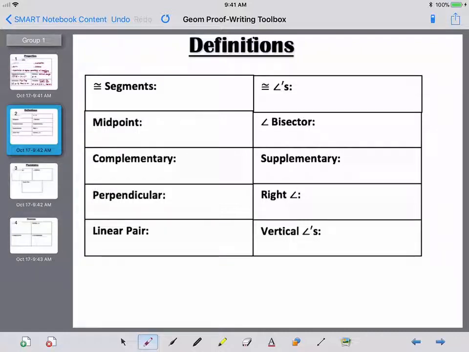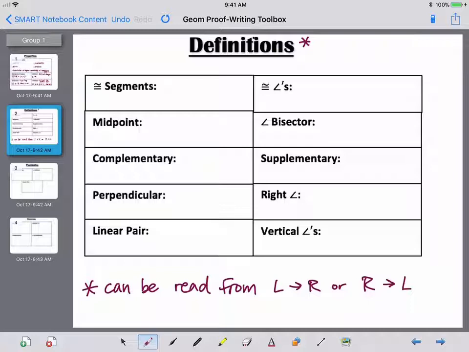All right, we've got 10 definitions that most of these actually come back from chapter 1. And one thing with these, just to note here, these can be read from left to right or right to left. So when you're using these in a proof, these definitions might go one way or the other, but you're still using that definition.